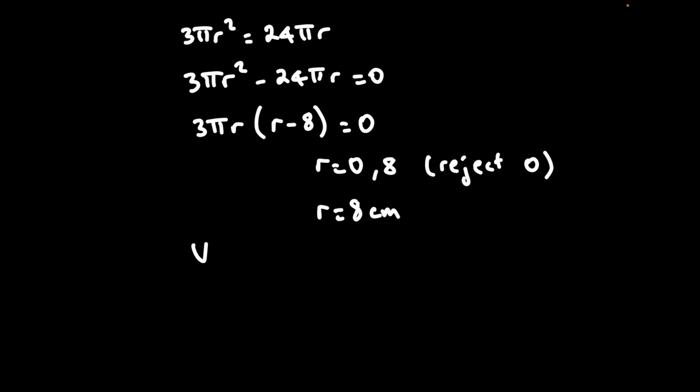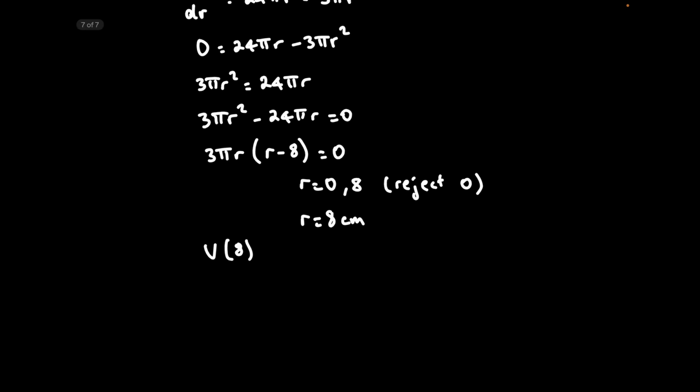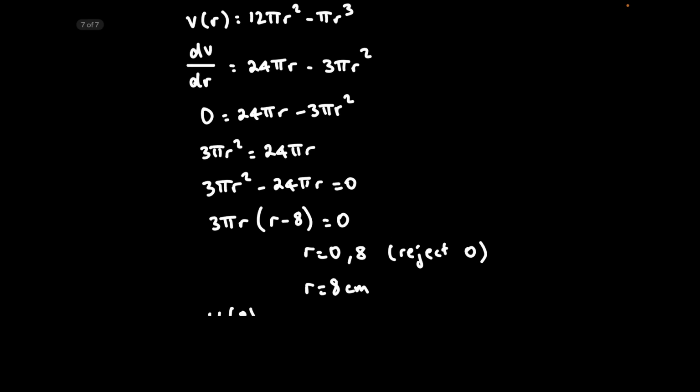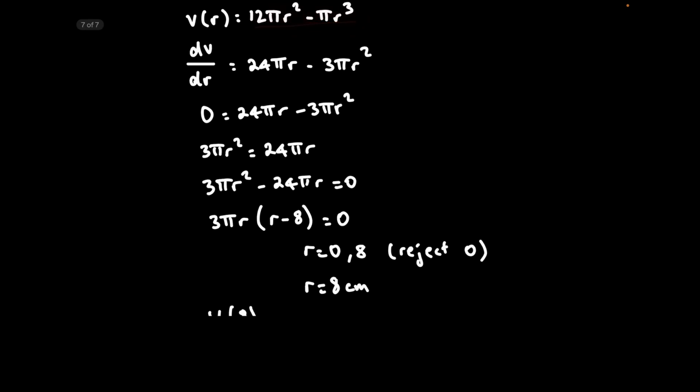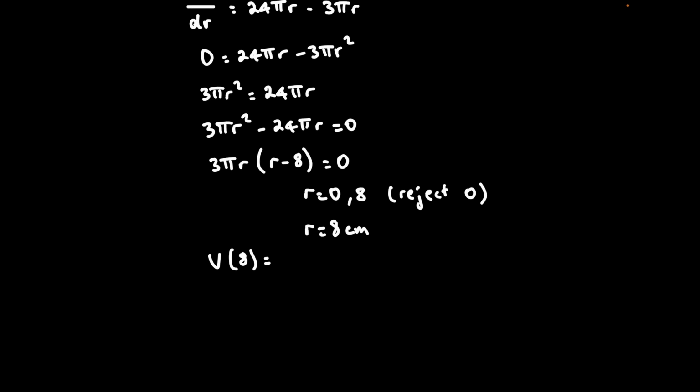So what is the maximum volume then? Well, the volume when the radius equals 8 is this equation here. So 12 pi r squared take pi r cubed.